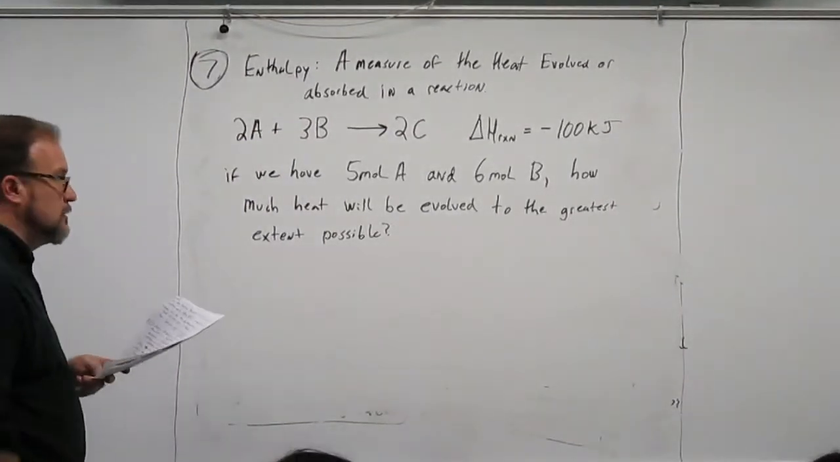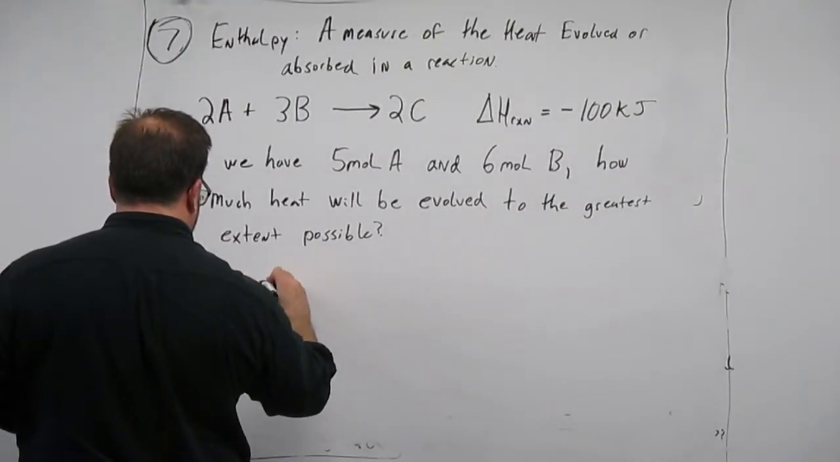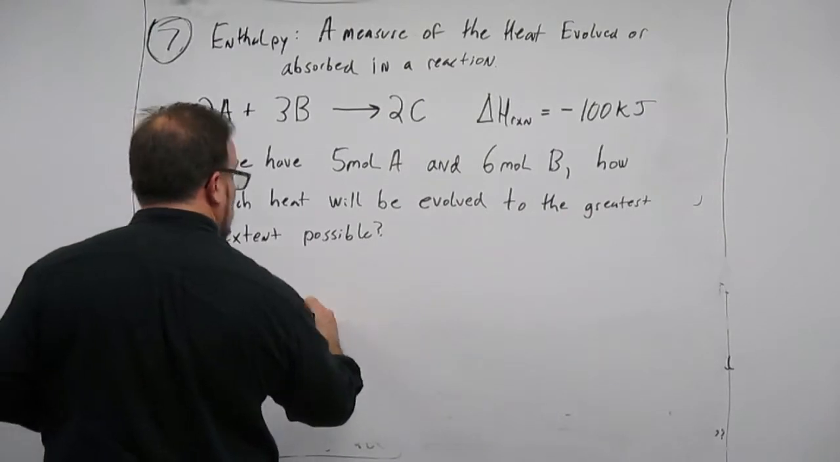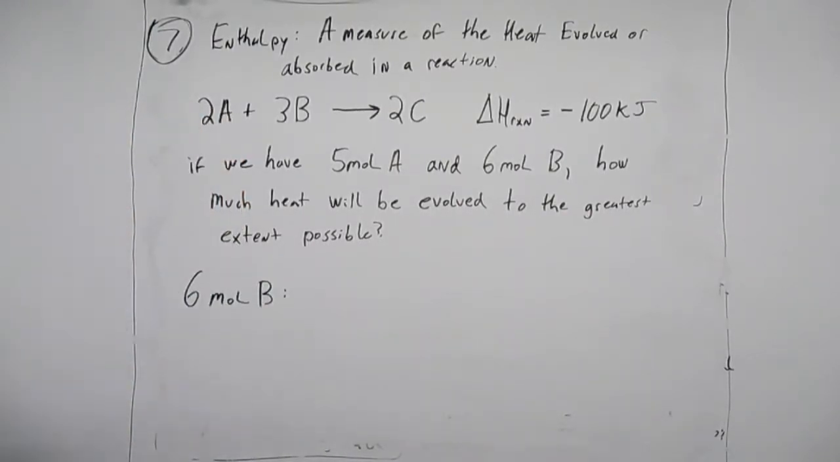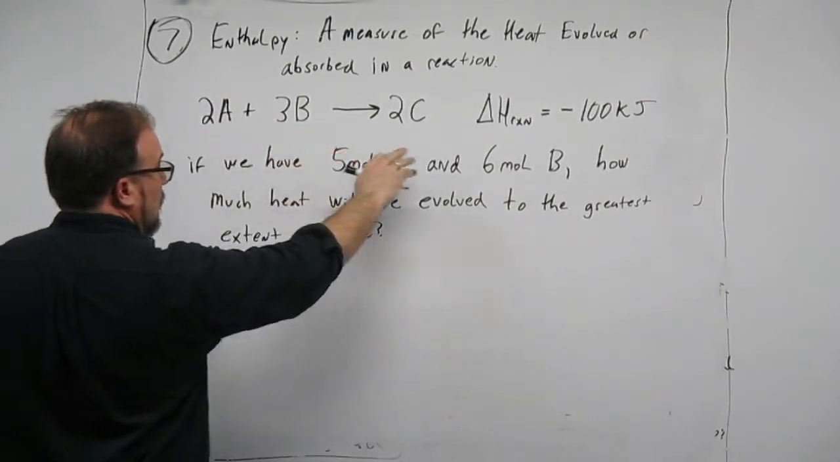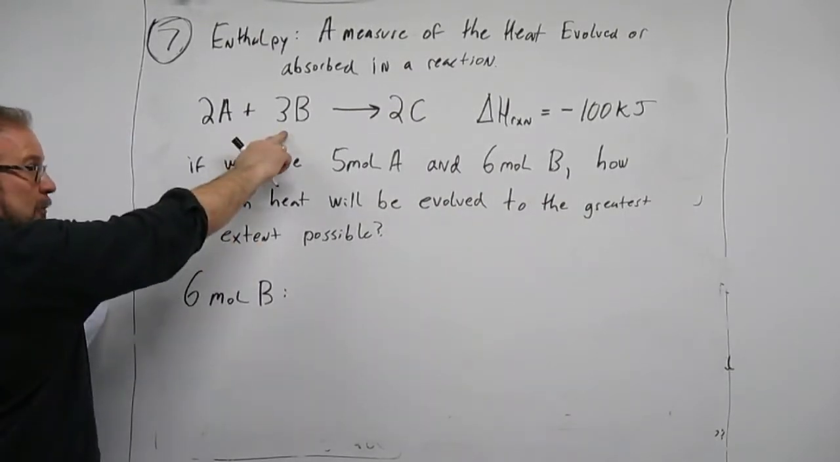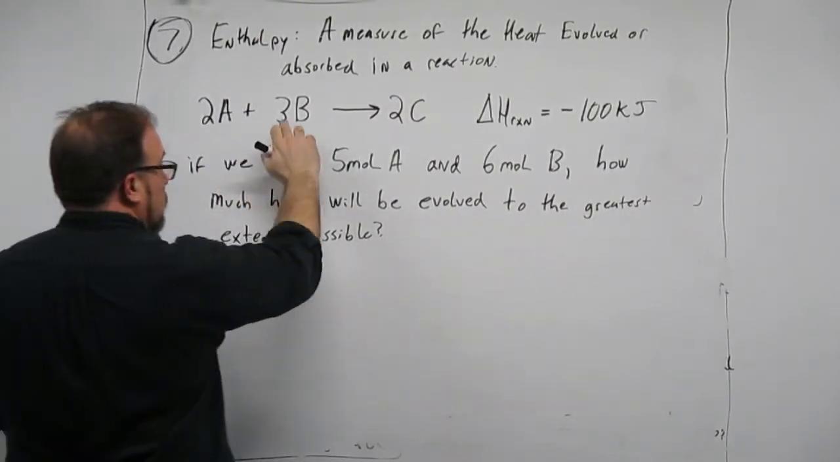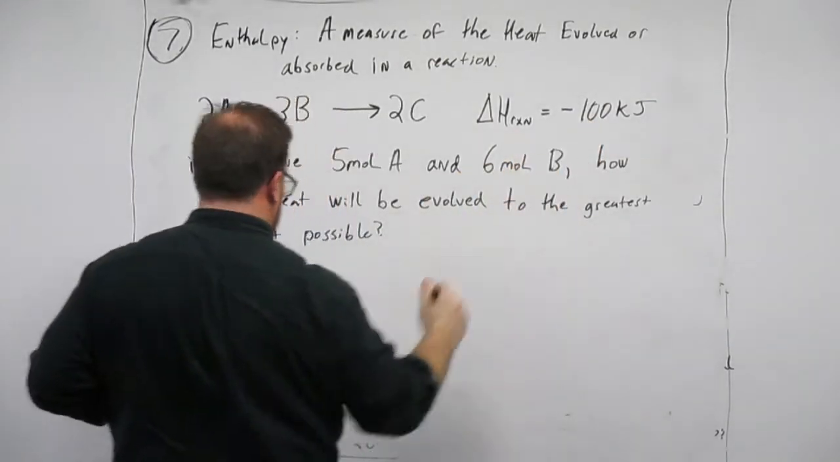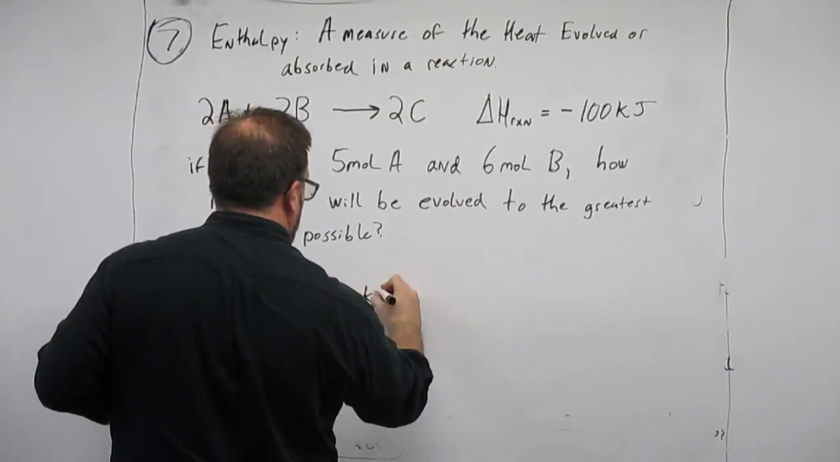Well, you have to look at the ratios. If I have 6 moles of B, how many kilojoules is that going to give me? Negative 100? No. 6 moles of B, negative 200, because this says 2 moles of A and 3 moles of B will give me negative 100. So you have to be careful. 6 moles of B is twice as much, so twice as much of this gives twice as much of that. So 6 moles of B is going to be negative 200 kilojoules of energy.